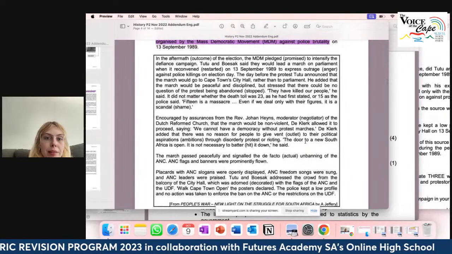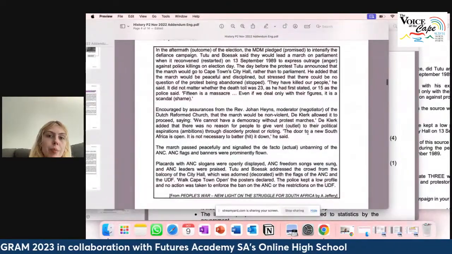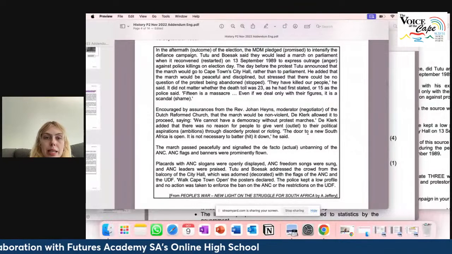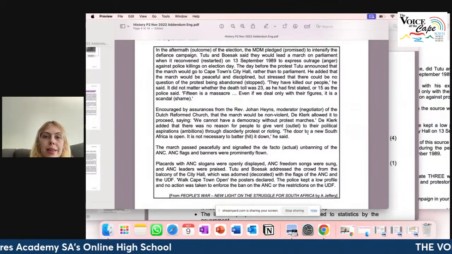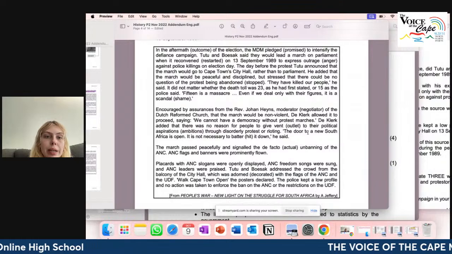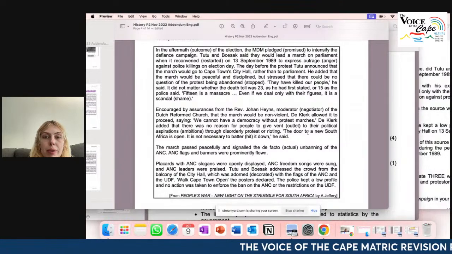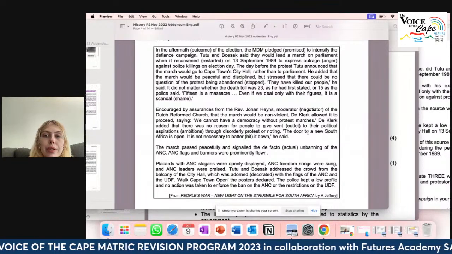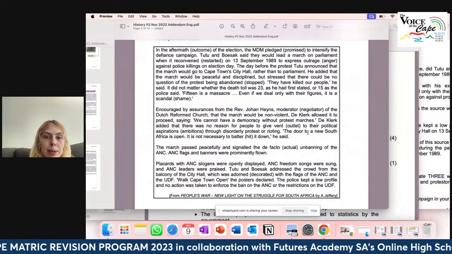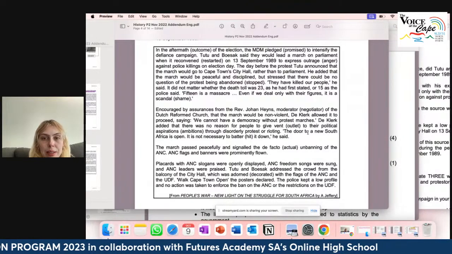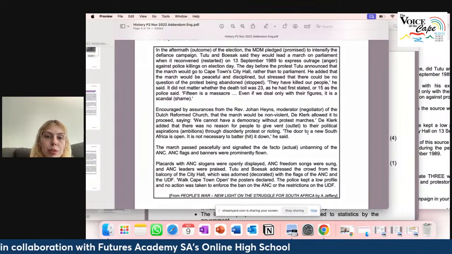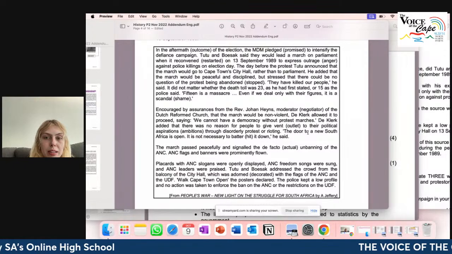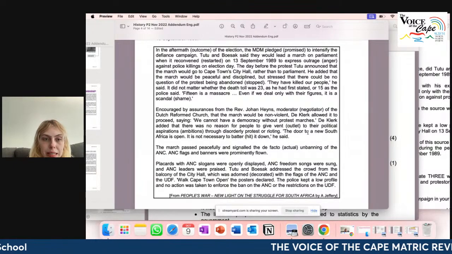So, in the aftermath of the election, the MDM pledged to intensify the defiance campaign. Tutu and Boesak said that they would lead a march on Parliament when it reconvened on 13 September 1989 to express outrage against police killings on Election Day. The day before the protest, Tutu announced that the march would go to Cape Town City Hall rather than to Parliament. He added that the march would be peaceful and disciplined, but stressed that there could be no question of the protest being abandoned. They have killed our people, he said.